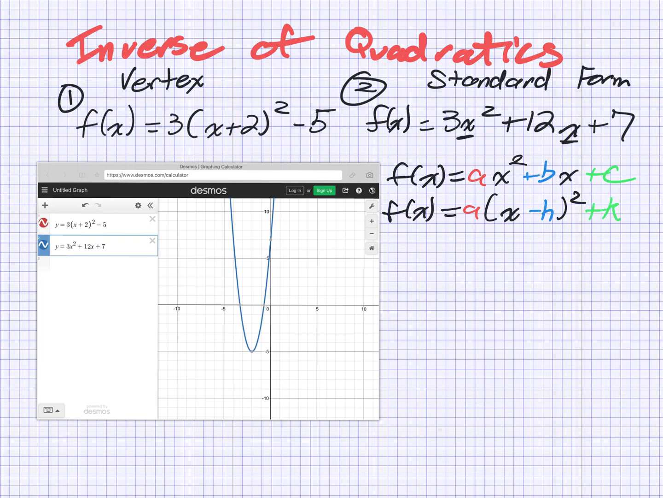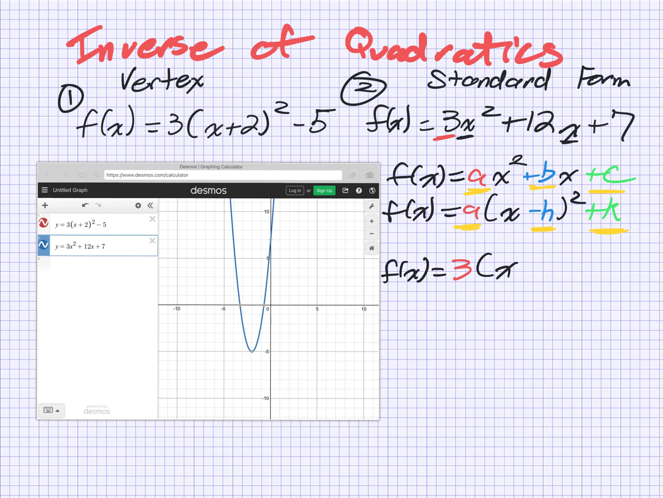Now, I want to point out here that b and h, not the same variable, not the same letter, so don't represent the same number. c and k, not the same letter, they don't represent the same number. But the a value here, that's the exact same. So when we're taking something from standard form to vertex form, I can take whatever the a value is and plug it right into the vertex form. So we'll say f of x is equal to, and in this case, the a value in standard is 3. So I know that the a value in vertex will also be 3.